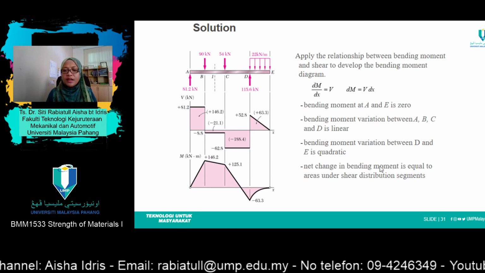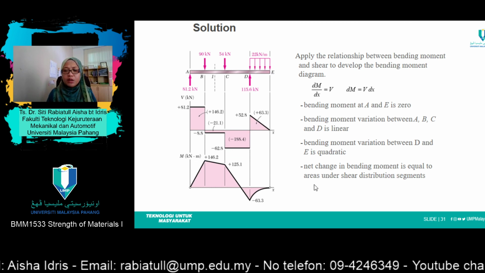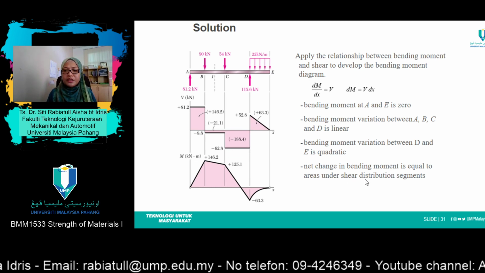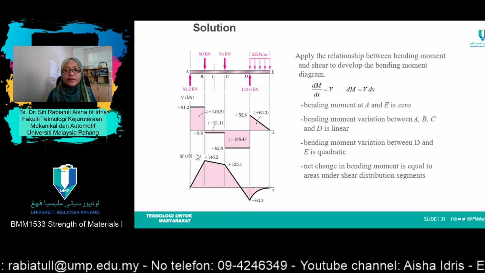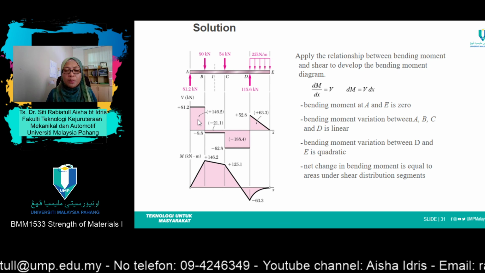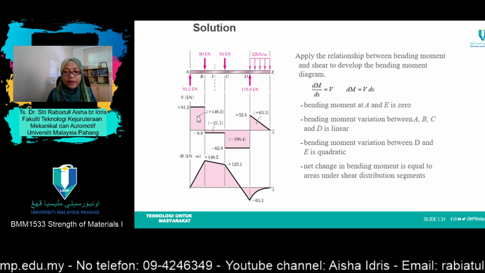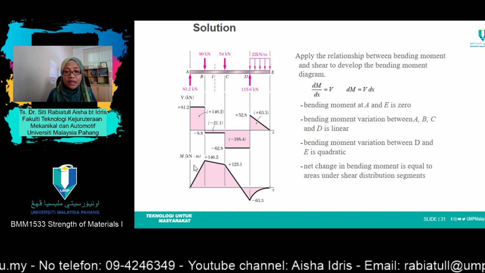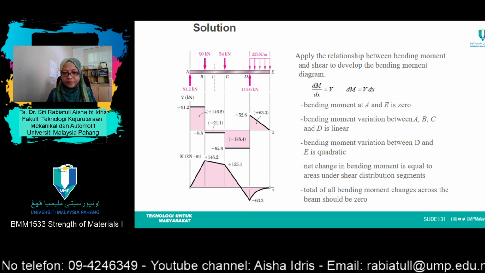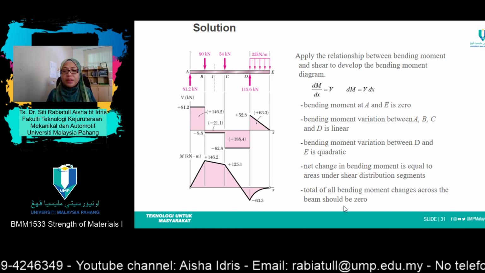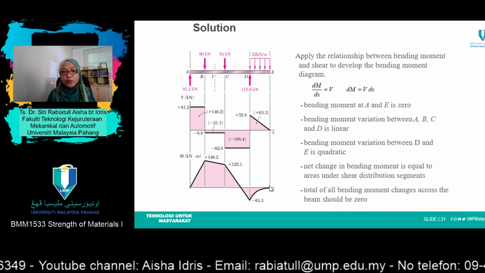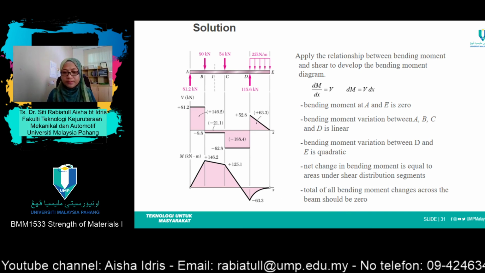Okay, net change in bending moment is equal to areas under shear distribution segment. Okay, so you still calculate the area under the curve, then you'll get the coordinates for moment. The total of all bending moment changes across the beam should be 0, otherwise your beam is not stable.